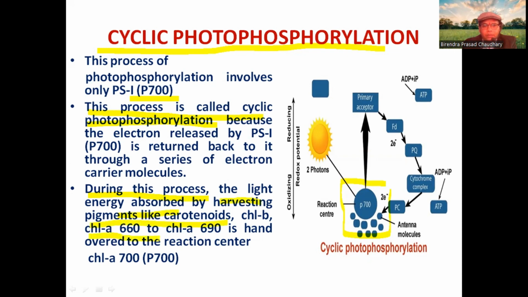like carotenoids, chlorophyll B, chlorophyll A 660, and chlorophyll A 690 in photosystem first. We have read before that there are two types of complex, one harvesting complex and another core complex. The harvesting complex is made up of carotenoid, chlorophyll B, chlorophyll A 660, and last, chlorophyll A 690. These are the harvesting pigments and make the harvesting complex. These molecules first absorb the light energy.